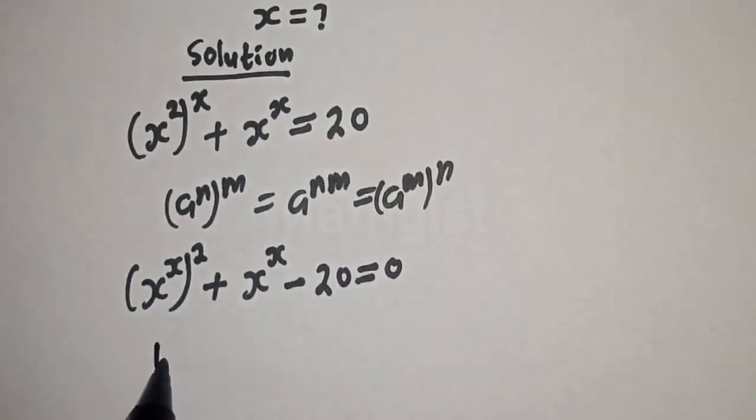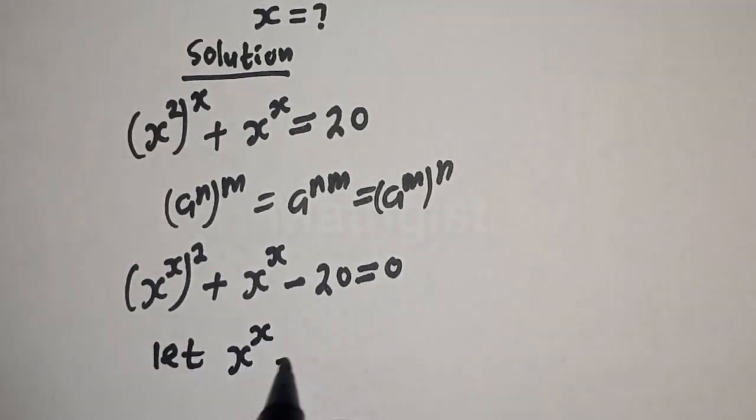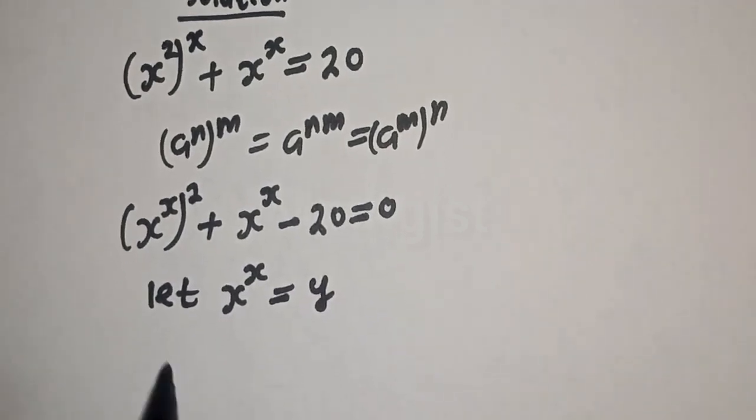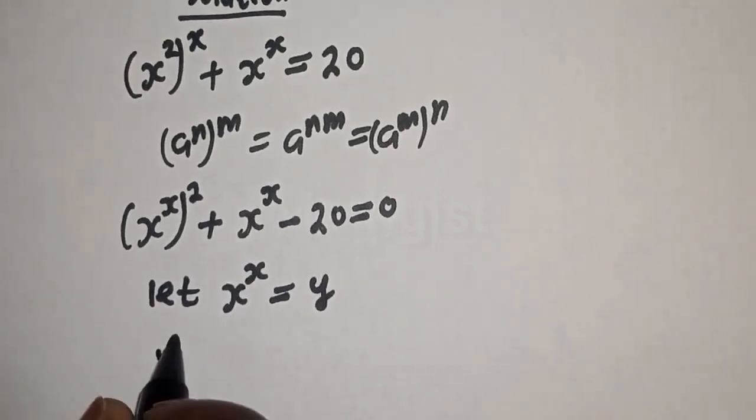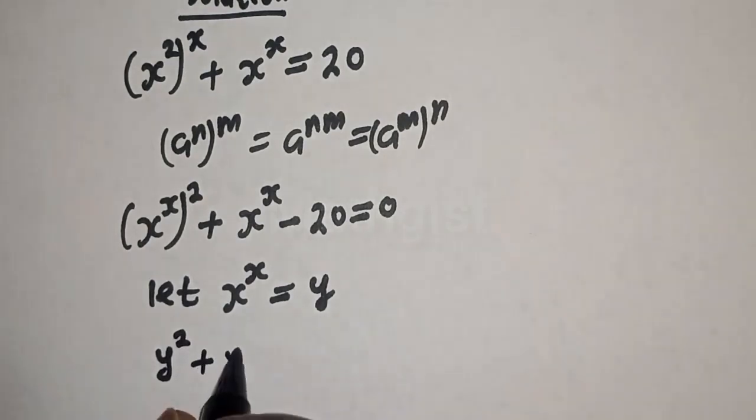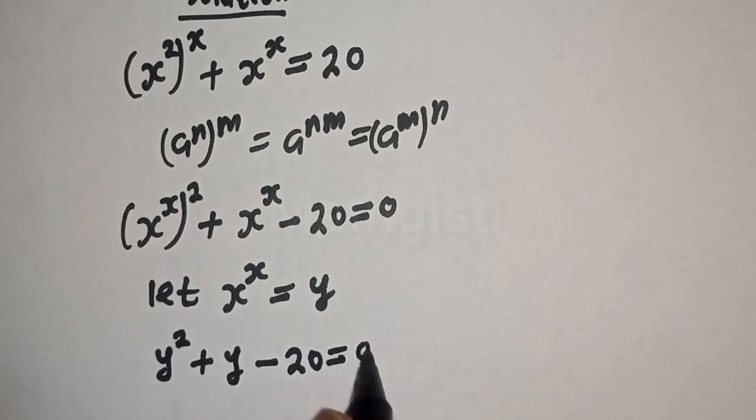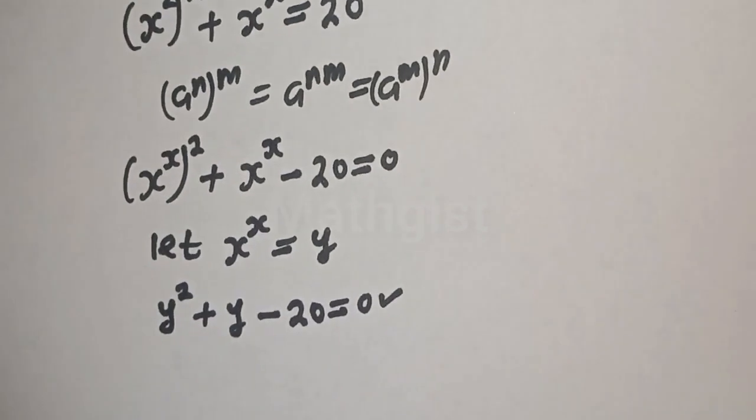Now let s raised to power s be equal to y. Then we have y square plus y minus 20 is equal to 0. This is a quadratic equation. Then let's solve this using the factorization method.